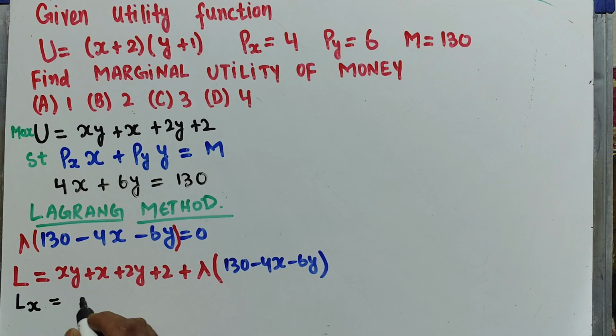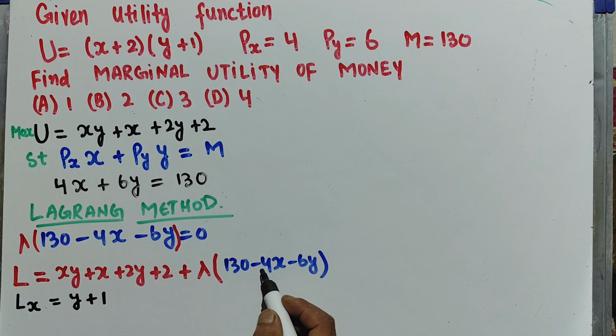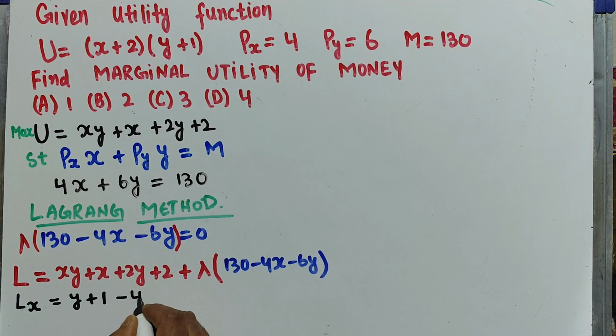Okay, so the derivative of x is 1, we are left with y, plus the derivative of 2y is 0 because we are taking partials with respect to x. Here the derivative of x will be equal to 1, so we are left with minus 4 lambda. So let me write it here, minus 4 lambda, and we set it equal to 0.